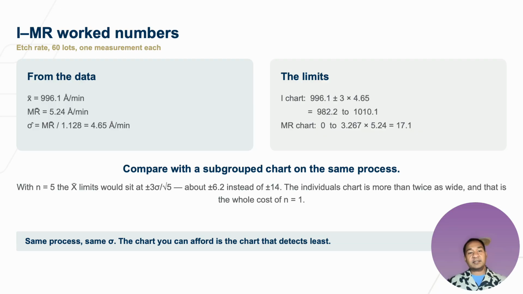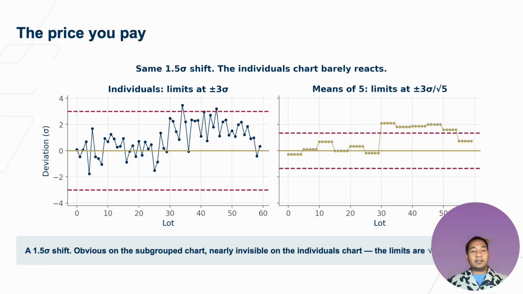Now the comparison. This is the main point. Suppose we could afford 5 wafers per lot on the same process. Same sigma, the X bar limits would be plus or minus 3 sigma over root 5, roughly plus or minus 6.2 instead of plus or minus 14. The individuals chart is more than twice as wide. Same process, same underlying variability, same 3 sigma rule. The only difference is what we could afford to measure. The chart you can afford is the chart that detects least, and that is the metrology budget decision showing up in the detection capability. Here it is side by side.